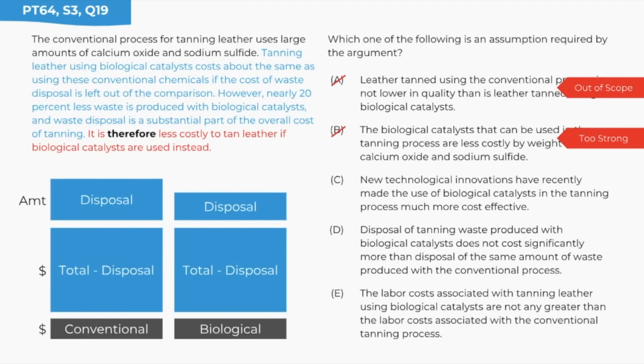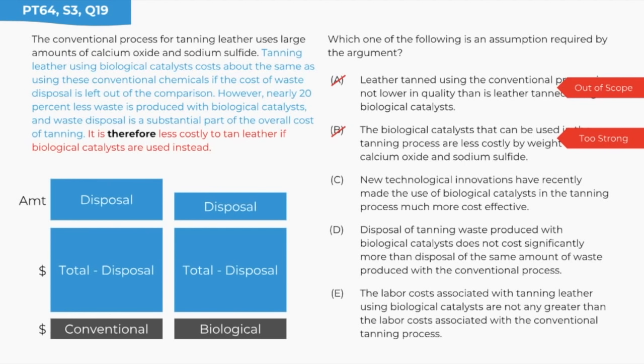Not our answer. Answer choice C says, new technological innovations have recently made the use of biological catalysts in the tanning process much more cost effective. Well, we don't care about what it was before or how that compares to today, right? We care about what it is today. And so C is kind of out of scope.